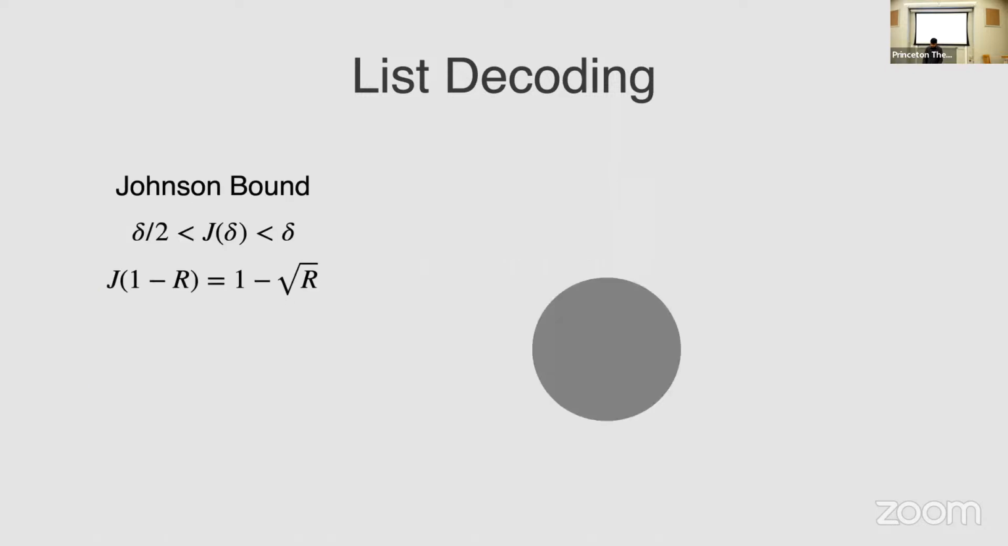Just to illustrate this point a little more, this was the Johnson bound. What we are saying is that if we are drawing balls around a corrupted code word, up to delta over 2, we know that there can only be one code word. But up to J of delta, the Johnson bound radius, the number of code words cannot be too many. Maybe there are 4 new code words that came up, but not much more than that.